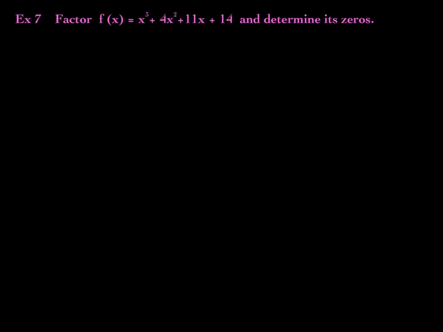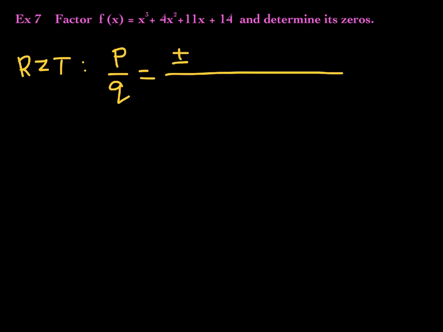Check out this new example. Example 7: factor this function, a cubic polynomial function, and determine its zeros. All right, to get us started, we're going to use the Rational Zeros Theorem. For short, sometimes I do RZT for Rational Zeros Theorem. And remember that it tells you that if this function has any rational zeros, they'll be of the form P over Q. Now don't forget that P represents the factors of the constant, which is 14. These are the factors of 14. And Q represents the factors of the leading coefficient, which happens to be 1, thankfully, because that's going to just be 1 down here.